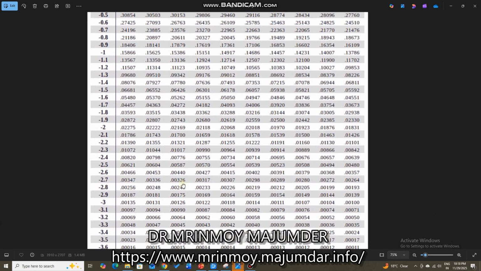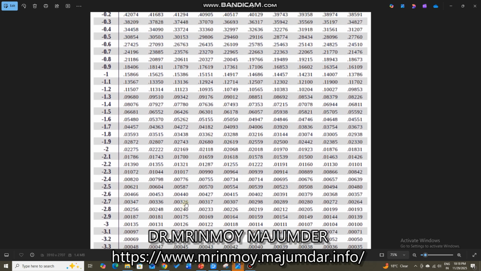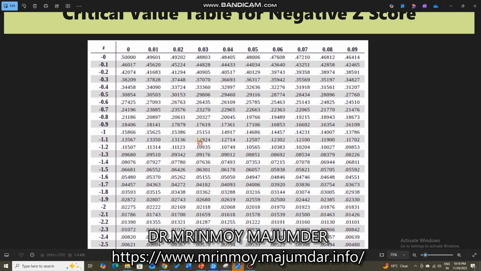So you have to find it. Let me see where I can find it. 0.4545, yeah, here. I think 0.472 is nearer, right? So 0.472. Now move towards the header of the column.